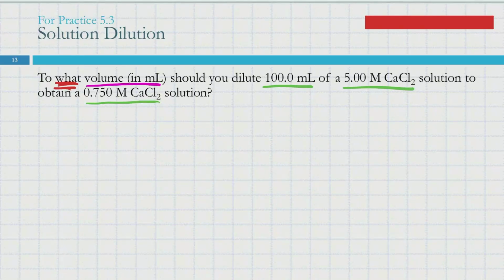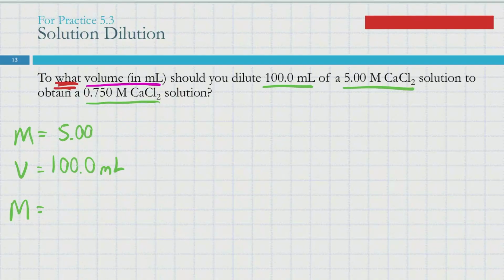So sometimes it's helpful to rewrite all of the information that we're given just so we can start to make sense of it. So we've got a volume. That volume, I'm going to write in the middle. Our volume is 100.0 mLs. We are also given some molarities. The molarities are 5.00 molar CaCl2 and 0.750 molar CaCl2.